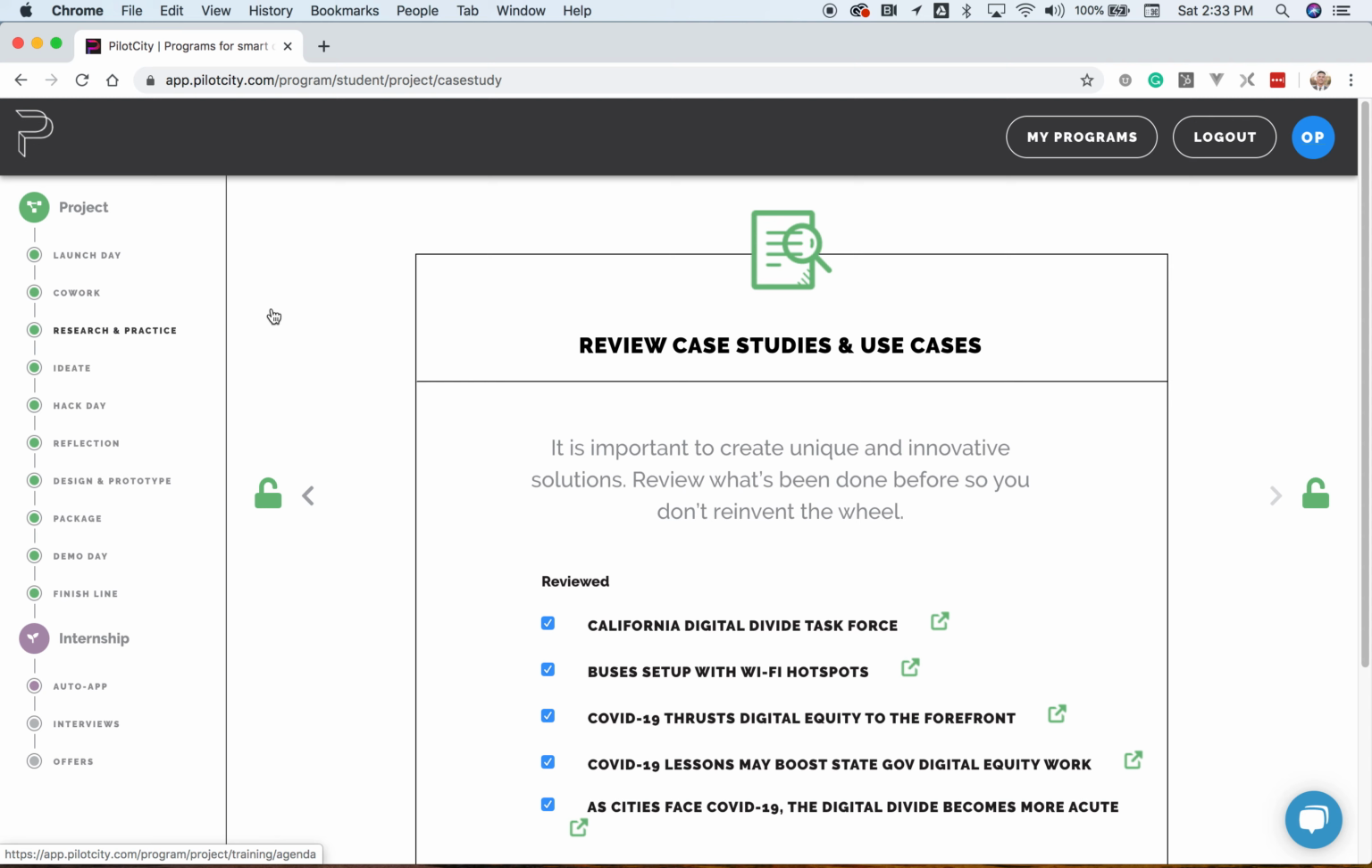So the difference between a use case and a case study is a use case is a type of use, so an abstract term, and then a case study essentially is the actual deployment of the real scenario with real organizations and real people. So that is the difference between a case study and a use case.